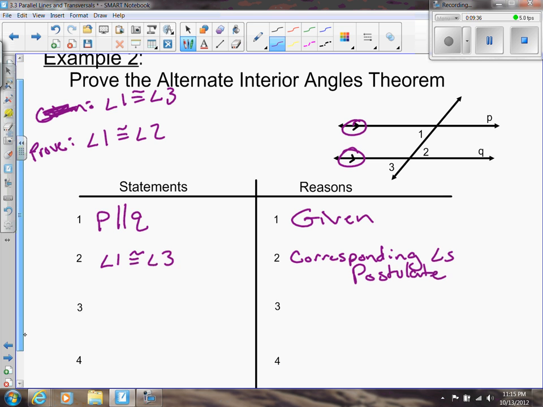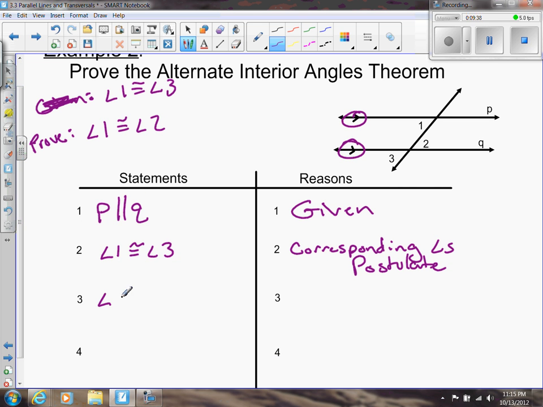We also know angle 3. What else do we know about angle 3? Angle 3 is congruent to something else. Angle 3 is congruent to angle 2. These angles are congruent, and that's the vertical angles theorem. The vertical angle theorem says all vertical angles are congruent. And now I can make that conclusion of angle 1 being congruent to angle 2.